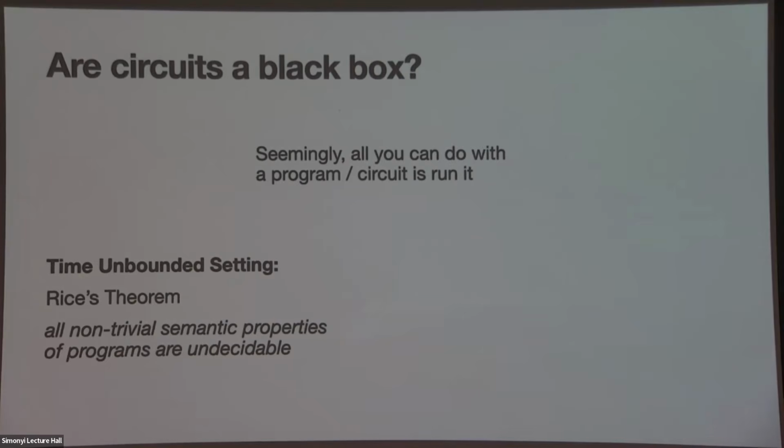What is a semantic property? Yeah, good. It means that for any two Turing machines that are functionally equivalent, they'll either both have the property or both not have the property. It's probably the definition you would expect, but yeah.